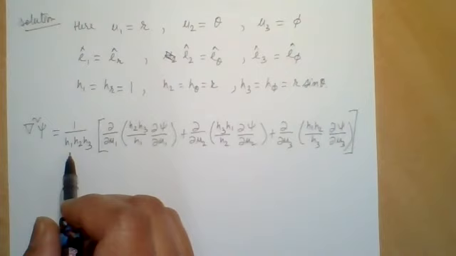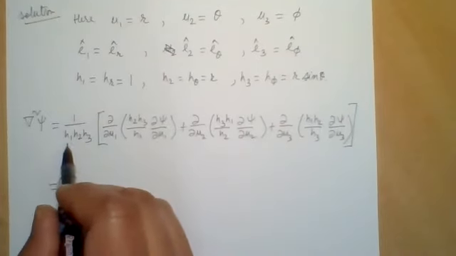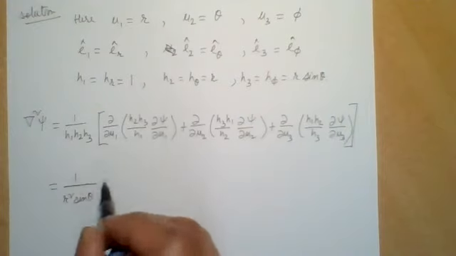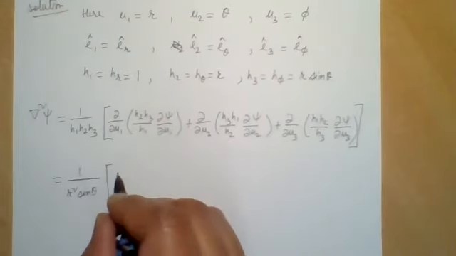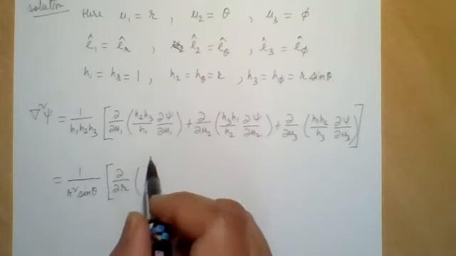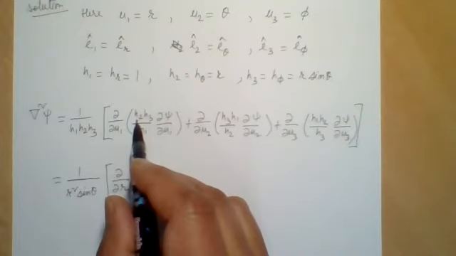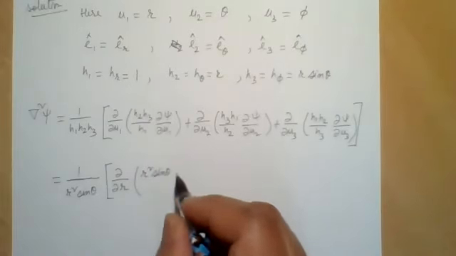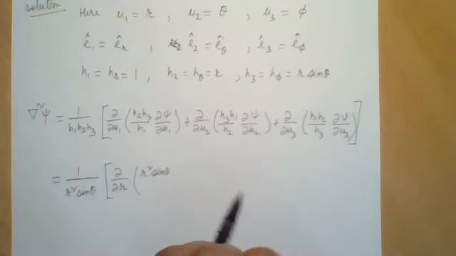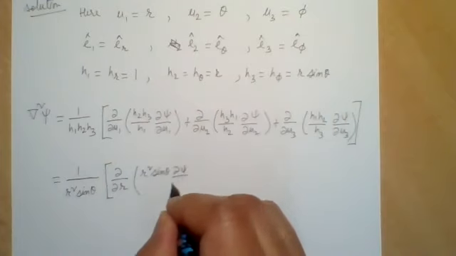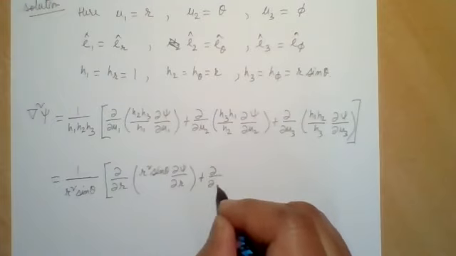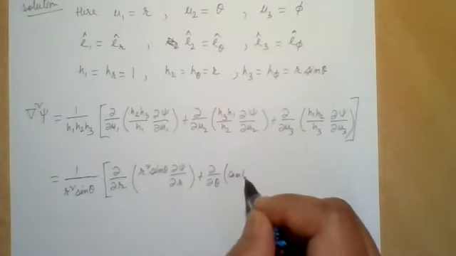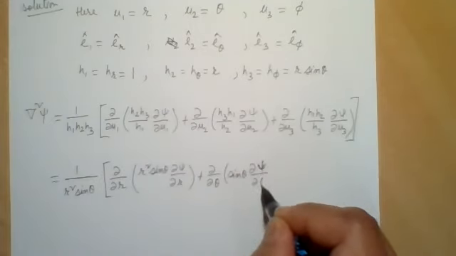Now let us substitute the values of H1, H2, H3. H1 is 1, H2 is r, H3 is r sine theta. So this is 1 by r square sine theta, dou by dou r. Now H2 H3, H2 is r, H3 is r sine theta, so this is r square sine theta times del psi by del r, plus del by del theta. H3 is r sine theta, H1 is 1, so this is sine theta, dou psi by dou theta.